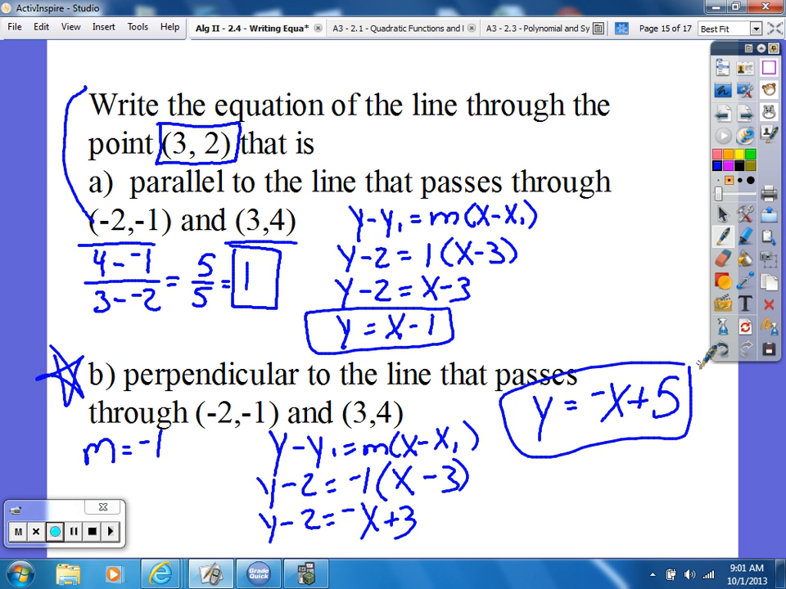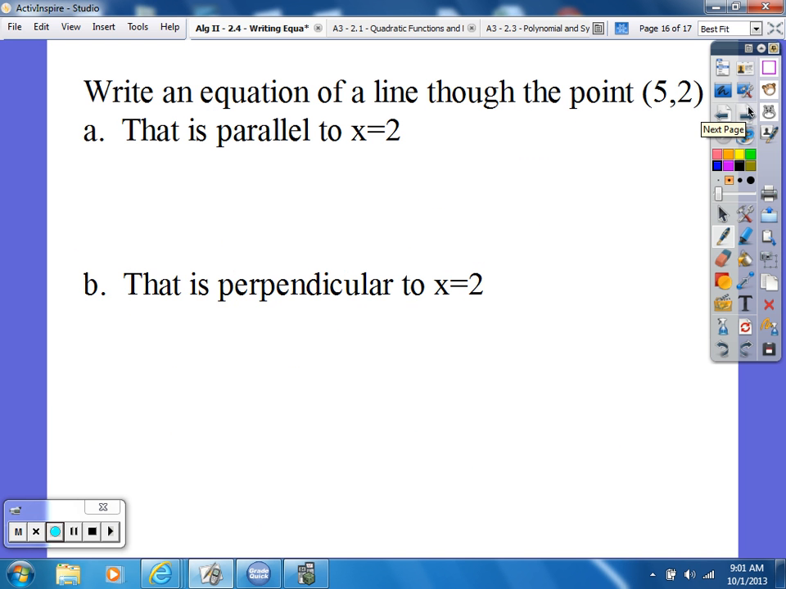Good. All right, I've only got one more slide. One more slide and we are done. And here it is. We're going to write the equation of the line through the point 5, 2 that's parallel to x equals 2. I didn't give you much to go on there, did I? Take a minute, write down your key information. And these are my favorite because they're actually very simple.